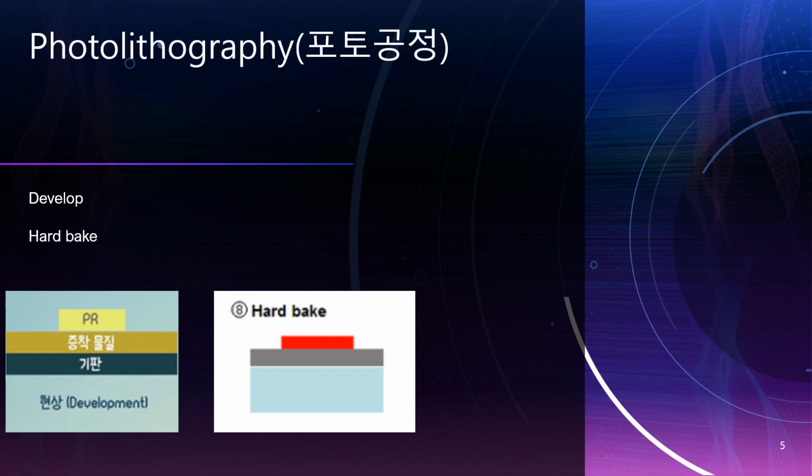Lastly, hard bake. After development, reheat the resist to further stabilize it. This step is important for improving the durability of the resist and maintaining the desired pattern.